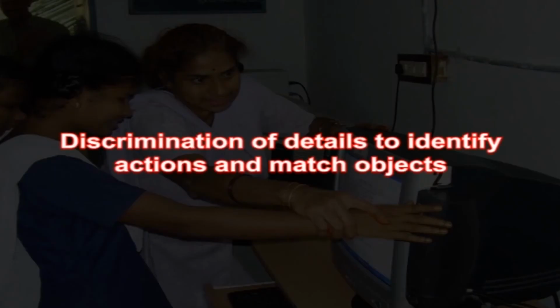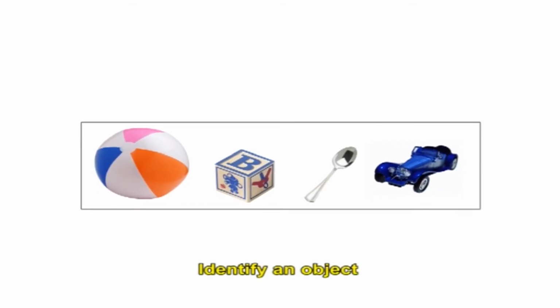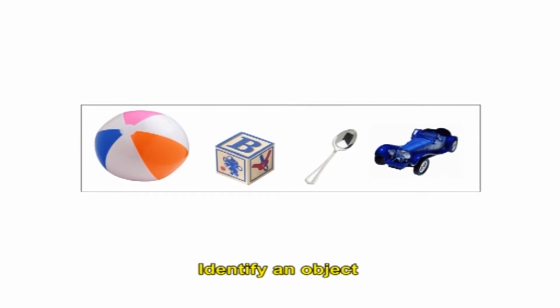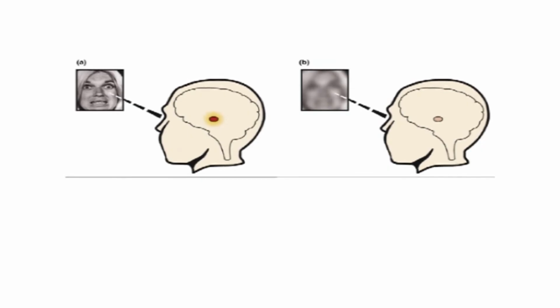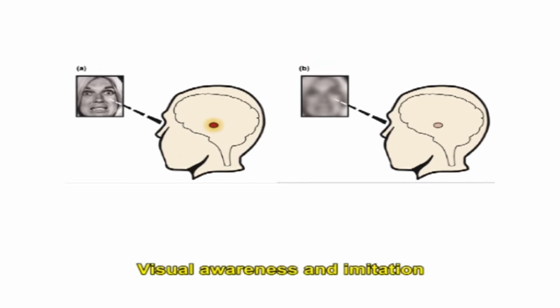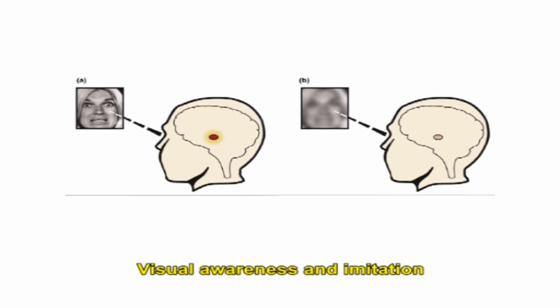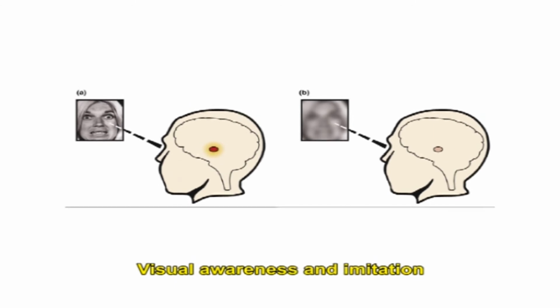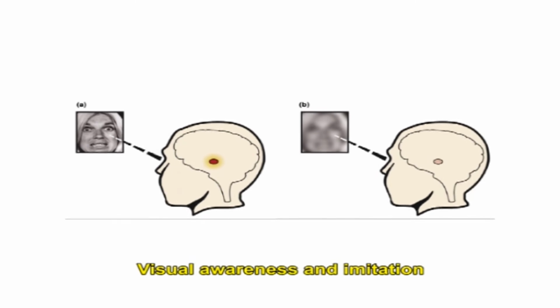Discrimination of details to identify actions and matching objects. The discrimination of detail to identify an object is more difficult than seeing the object. Features of the object have to be identified. The reason for assessment: most learning occurs from visual awareness and imitation. It is important to know what can be seen and how the environment affects what can be seen. The factors of distance, size, color and contrast are very important.